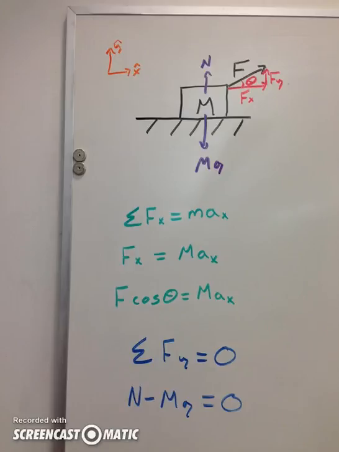Hello class, I'm going to go over 4 examples of forces. Example 1, we have a box on the floor and it's being dragged by a force F. Let's say it's a rope.